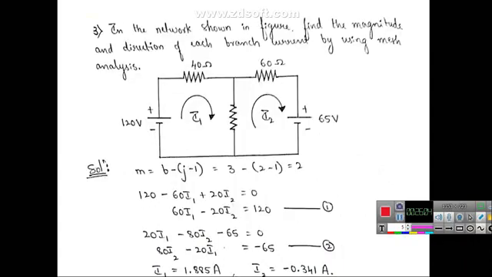Now let us consider another example. In the network shown in the figure, find the magnitude and direction of each branch current by using mesh analysis. Okay, so this is the given network.